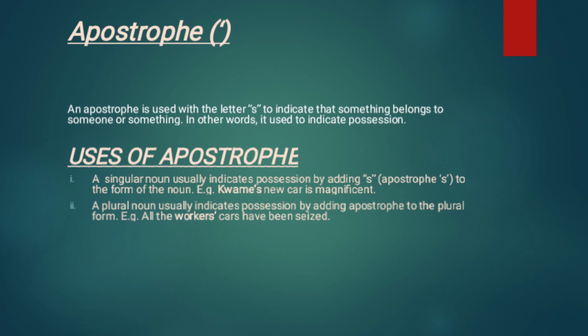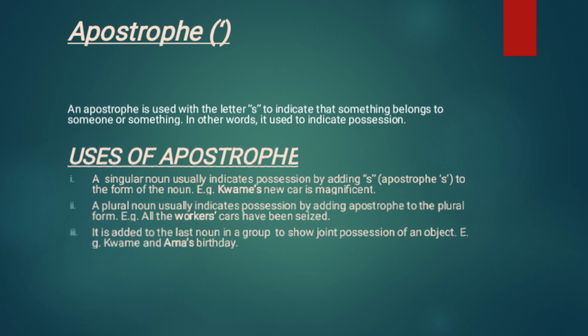Now, on the other hand, the plural noun usually indicates possession by adding an apostrophe to the plural form. Example, all the workers' cars have been seized. Now the workers is in plural form, so you just write the S and then the apostrophe comes. That's the difference between the singular and the plural.